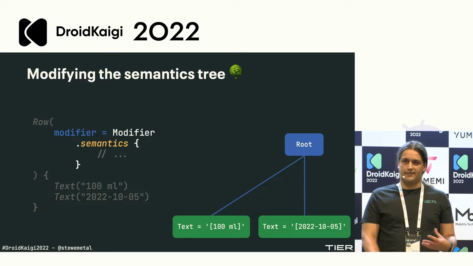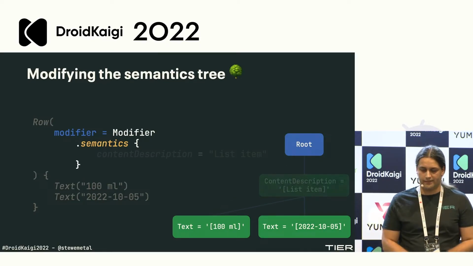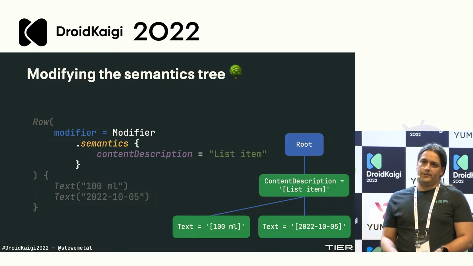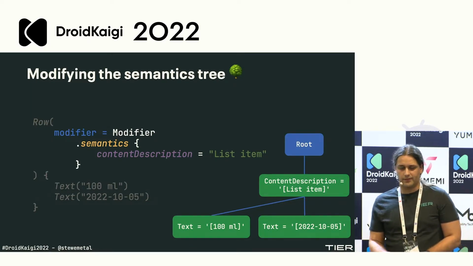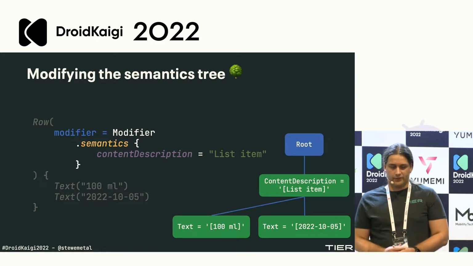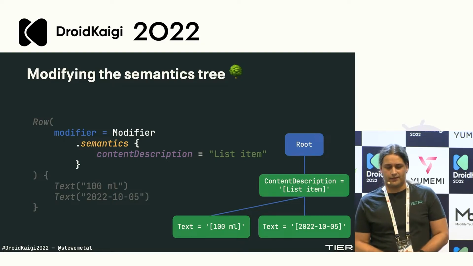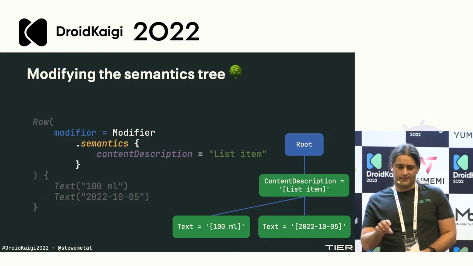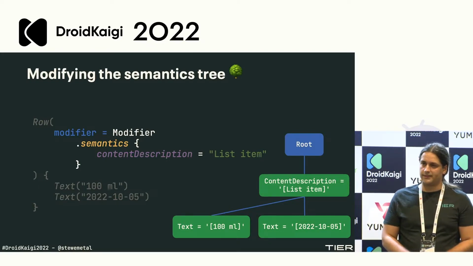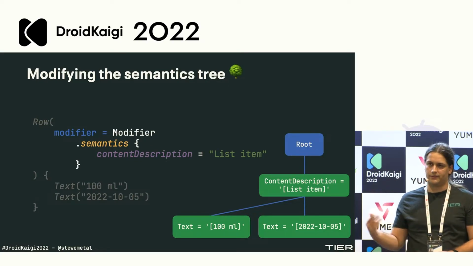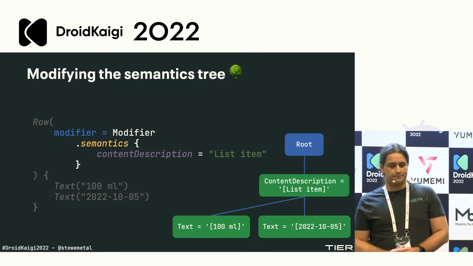But as soon as we start adding some information to the semantics modifier, for example, the content description, the graph changes like this. By default, row didn't emit anything to the semantics tree, but with the semantics modifier, row will actually emit to the semantics tree. So in this example, adding the content description property creates that semantic node. Now row has its own semantic node in the semantics tree, and the two text nodes will be the children of the row, as we would expect.